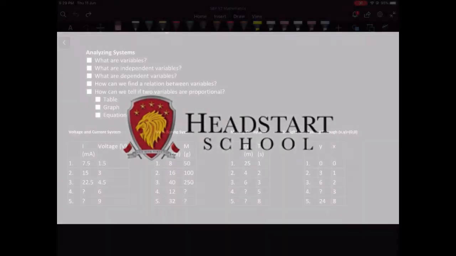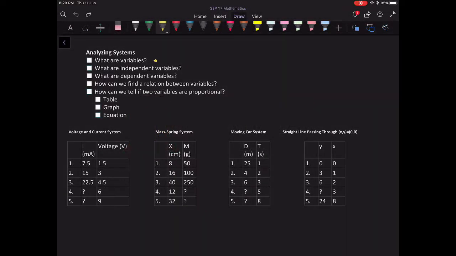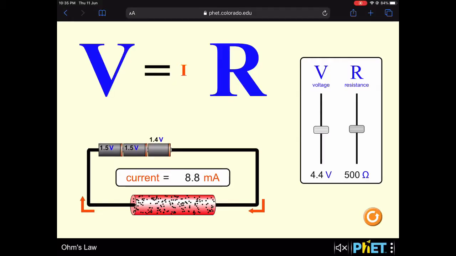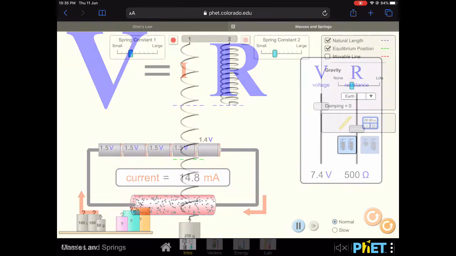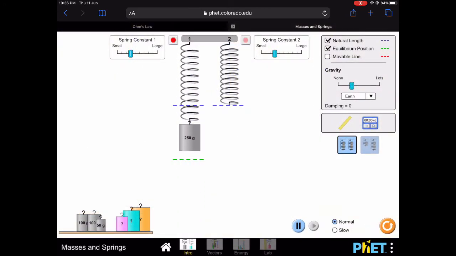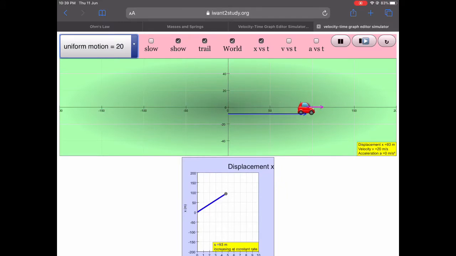Welcome to the fourth lesson. Today we shall be analyzing systems. Some of the systems that we have considered are a simple circuit, a mass spring system, and a car moving towards the right with a constant speed.